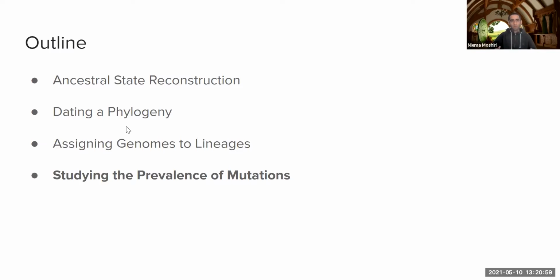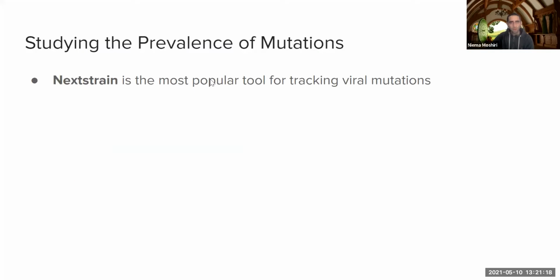Okay, so now we're assuming that we've assigned every single one of our genome sequences to a lineage. We assume that we have the full ancestral mutation history and all that good stuff. How do we actually use all of this data that we've generated to study the prevalence of mutation? And how can we come up with public health actionable information? I want to give an overview of some of the popular tools that people use. And after I showcase them, maybe I'll do a little bit of a demo.